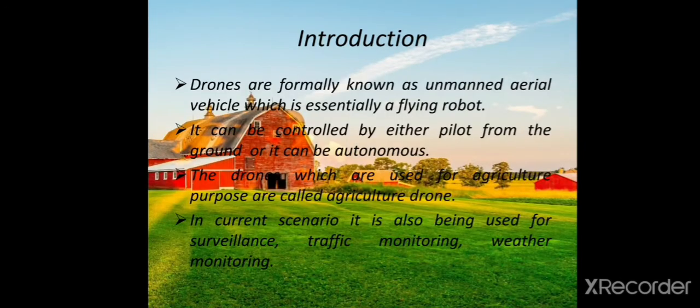Introduction. Drones are nothing but a flying robot which is controlled by man using a remote control from the ground. It is the simplest explanation for a drone. It is used in many sectors like traffic monitoring, weather monitoring, surveillance, and now it is majorly used in agriculture too. And in the agriculture field, it is known as an agriculture drone. It can also be operated using computer coding without a pilot too.